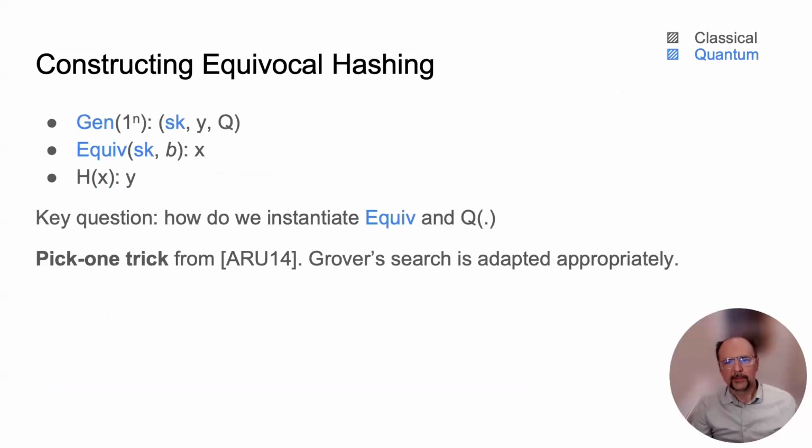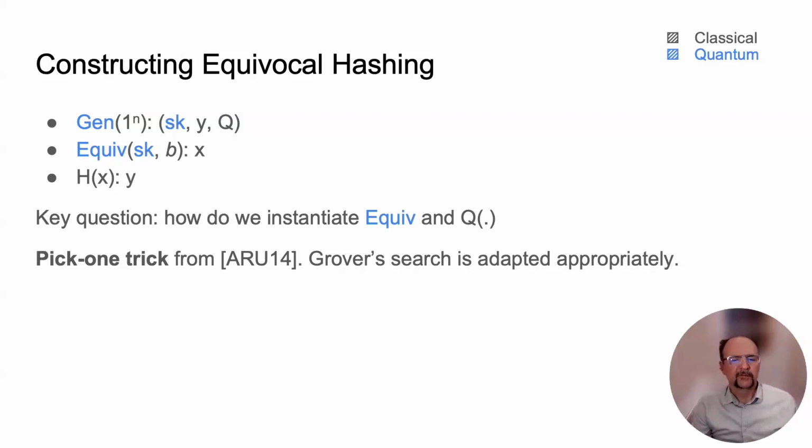So how do we construct equivocal hashing? Obviously, one of the major challenges, from a design perspective, is instantiating the equivocation algorithm. So it's an algorithmic design problem in the quantum setting. But of course, we would like to do that without making the function completely insecure, right? So we would like it to maintain some degree of collision resistance.